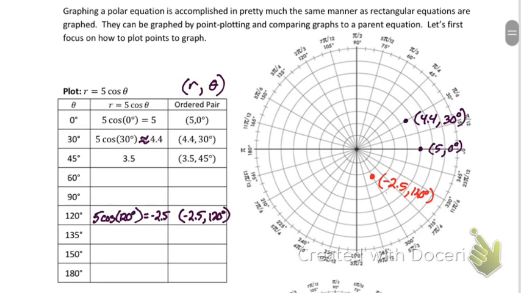I didn't go the wrong way. We always go counterclockwise when it's positive, and we go clockwise when it is negative. So clockwise is this direction, wait, no, counterclockwise is this direction. So if I'm out 2.5 and I go counterclockwise, I still have to go this way.